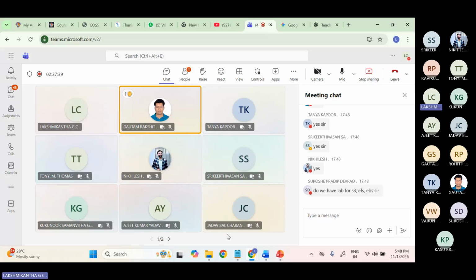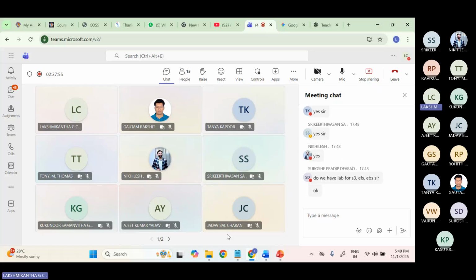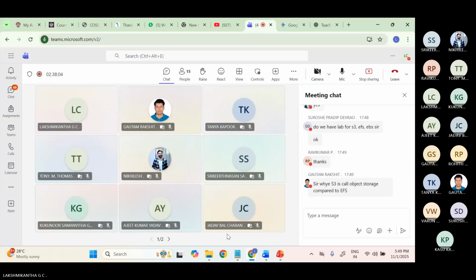So do we have lab for S3, EFS, EBS? No, we only have a lab on S3. That is how to create S3 and how to store. That's all, guys. Not much. Pradeep, so one program you have on S3, but I'm not giving any assignment questions on S3. But as I told, once your virtual environment is not supporting the lab, then you can go for AWS.